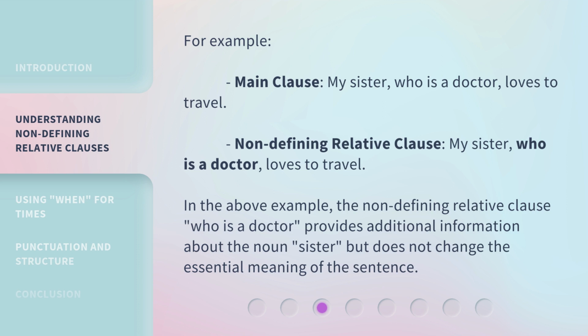For example, main clause: "My sister loves to travel." Non-defining relative clause: "My sister, who is a doctor, loves to travel." In the above example, the non-defining relative clause, "who is a doctor," provides additional information about the noun "sister," but does not change the essential meaning of the sentence.